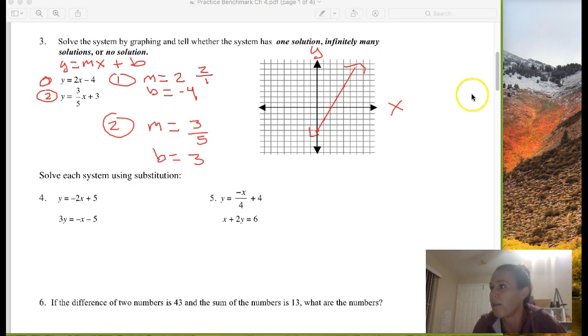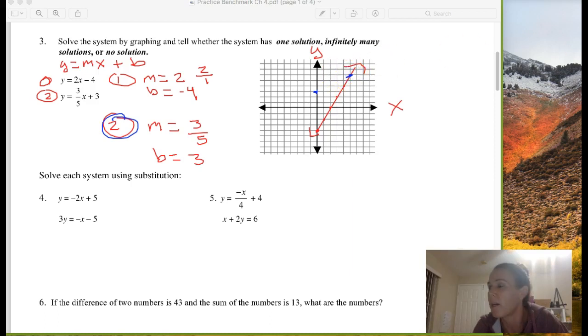I'm going to graph this one in blue so we can see it. So here equation 2 is in blue. My y-intercept is 3. So I'm going to go positive 1, 2, 3 on the y-axis. And my slope is up 3 over 5. So I'm going to go up 1, 2, 3 over 1, 2, 3, 4, 5. There's my intersection point right there.